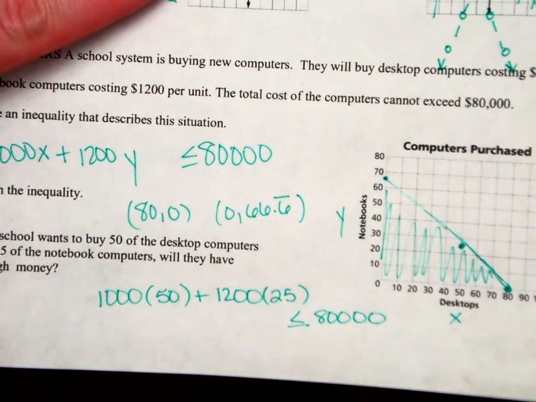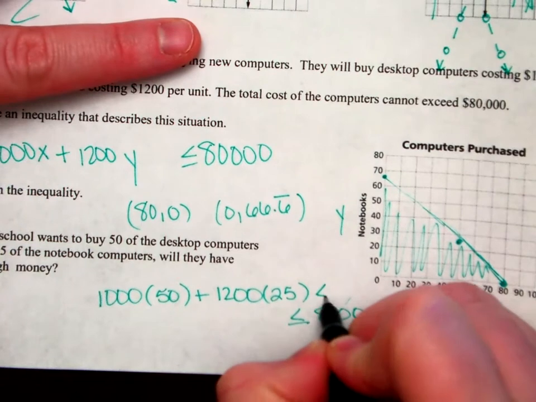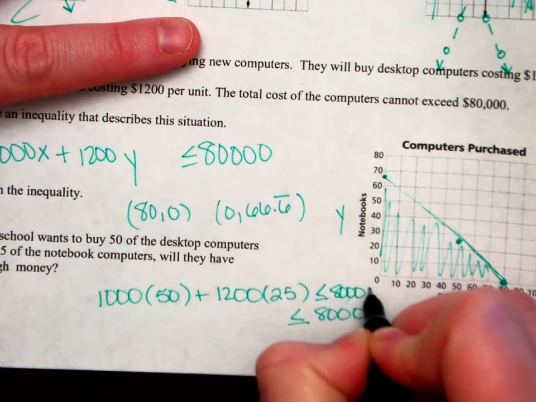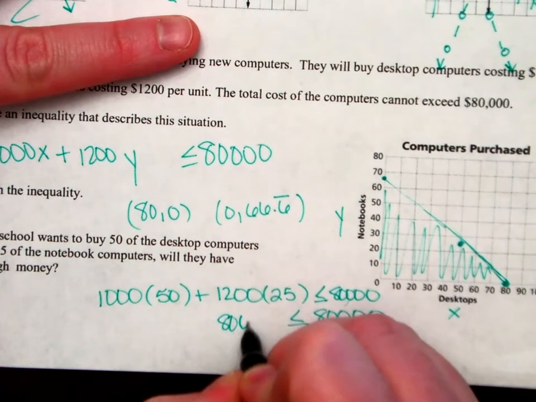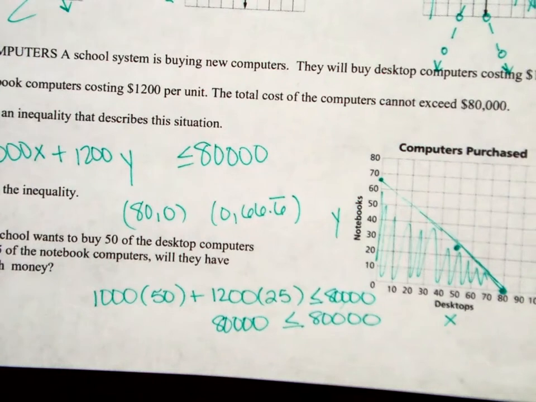Once you do that, you come out to 80,000 is less than or equal to 80,000, which is a great answer because it works. So they could buy it. There you go. That's your practice quiz.